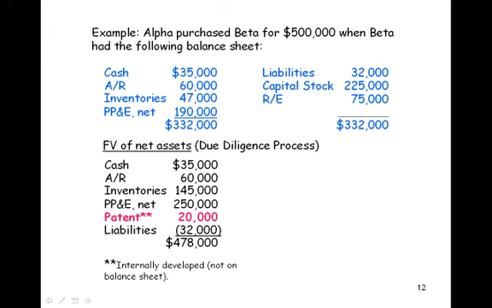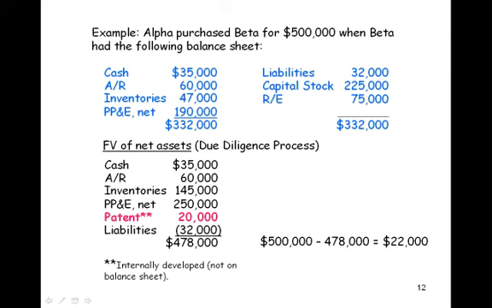Also notice that the asset patent isn't reported on Beta's balance sheet. The explanation is that this patent was internally developed by Beta and any minor legal fees have been amortized. Therefore, there was nothing to report on the balance sheet. However, when Beta is sold, the patent becomes externally purchased and therefore is recorded at its fair value. In the future, this patent will be amortized.